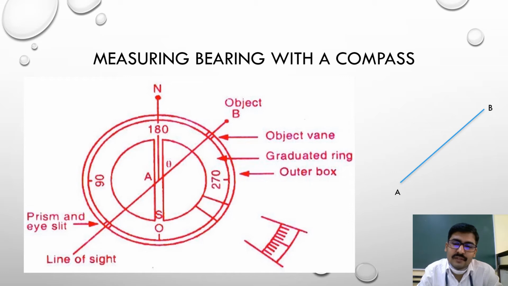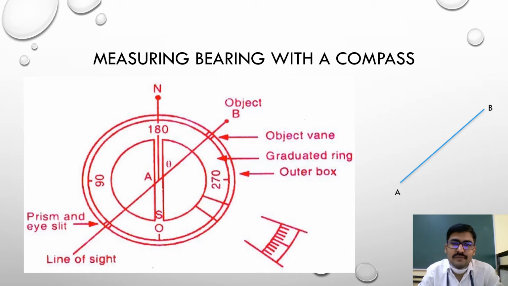Now remember, point A is on the ground. Line AB itself is on the ground. So A is the ground point. Keeping the compass over the ground point is the first temporary adjustment. Remember, centering. So centering means what? Keeping the compass exactly over the station mark. Point A is one such station.